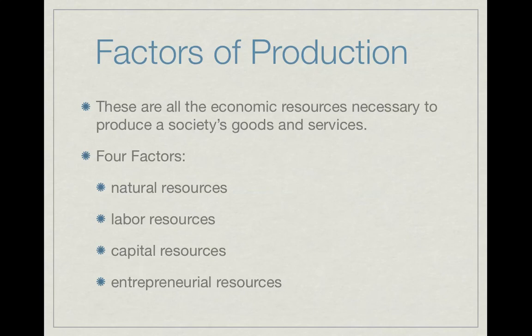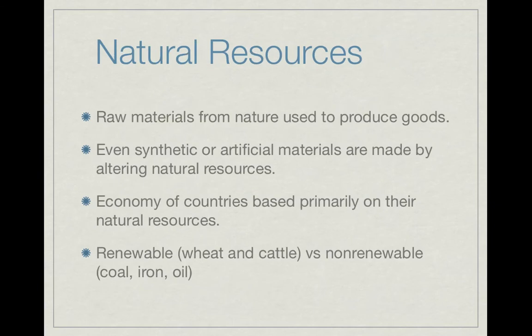Factors of production. There are 4 factors of production that are necessary to produce a society's goods and services. They are natural resources, labor resources, capital resources, and entrepreneurial resources. Natural resources are raw materials from nature used to produce goods.